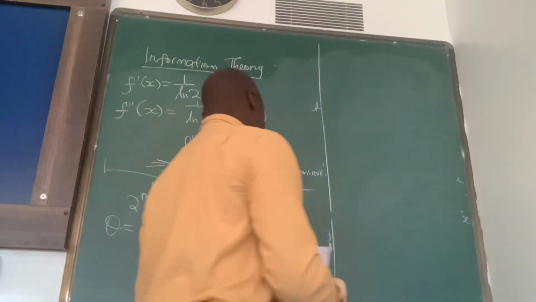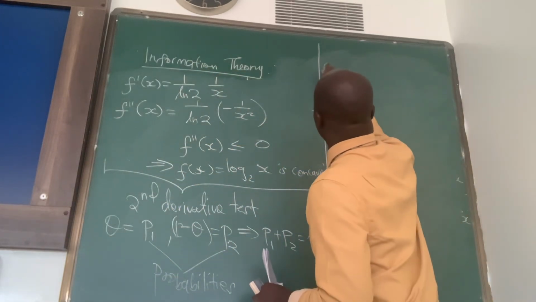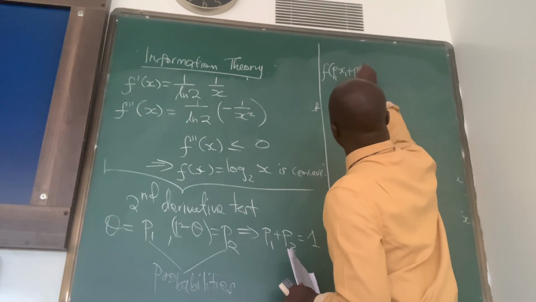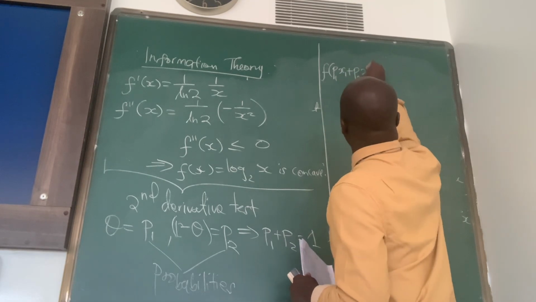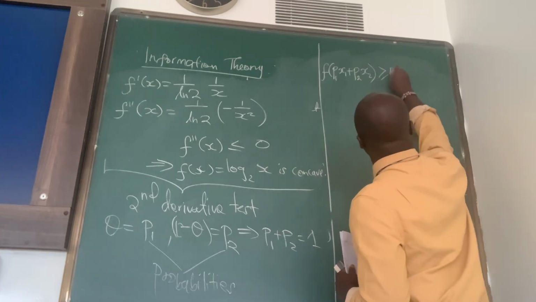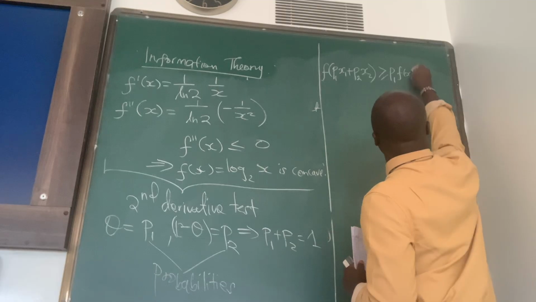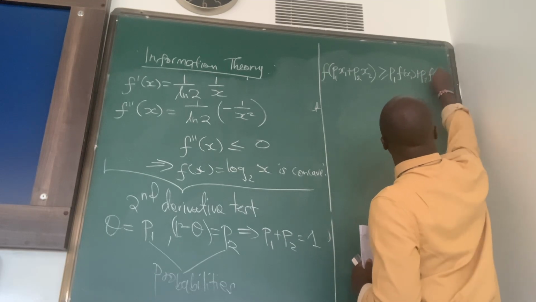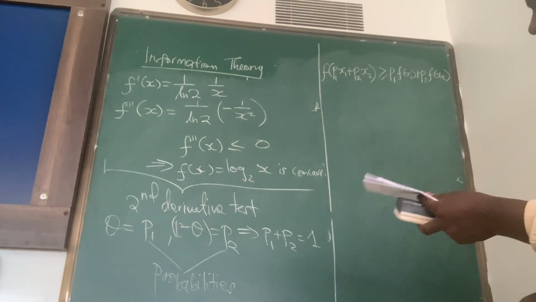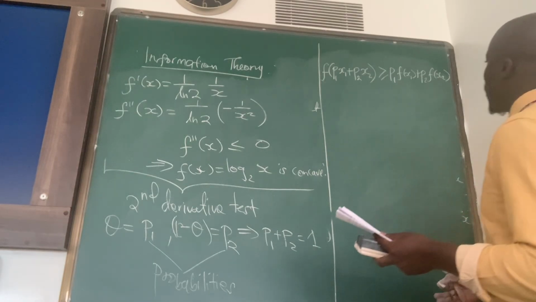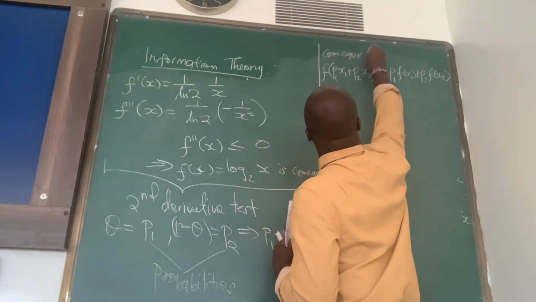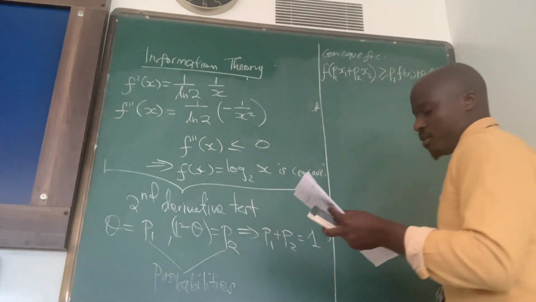So what you're going to see here is our function now can look like f of P1 x1 plus P2 x2 is greater than P1 f of x1 plus P2 f of x2. Okay? That's a scenario where we can say, now, this is still a concave function.